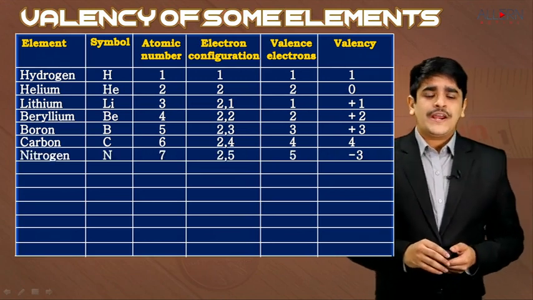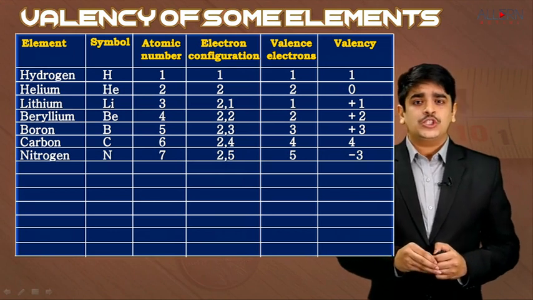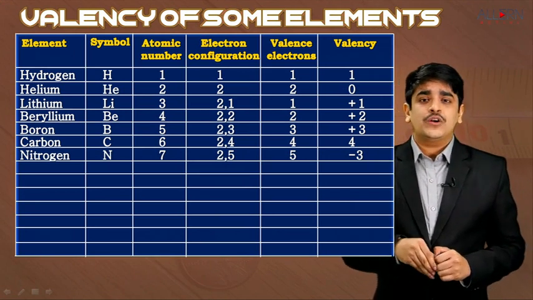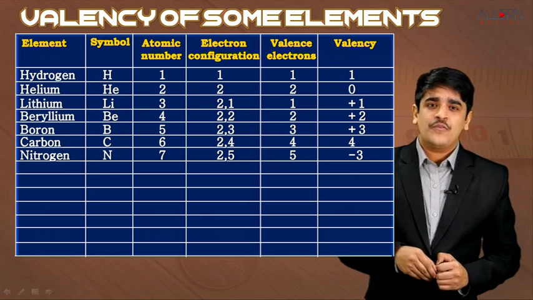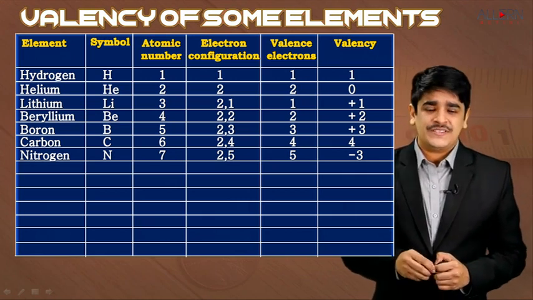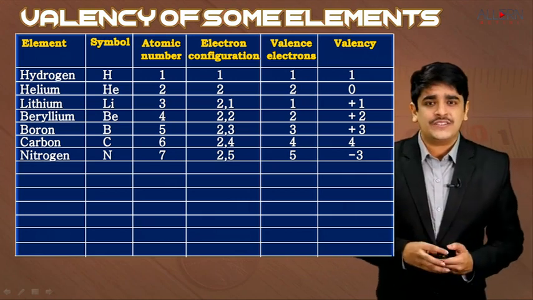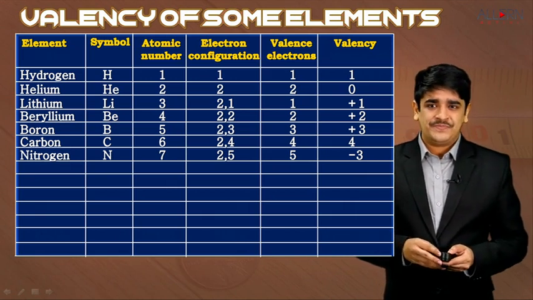Okay. Nitrogen, atomic number 7, configuration 2, 5, desired configuration 2, 8. For that it needs 3 electrons, gains 3 negatively charged electrons, has a valency of -3.